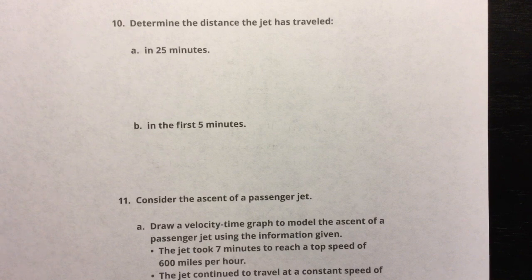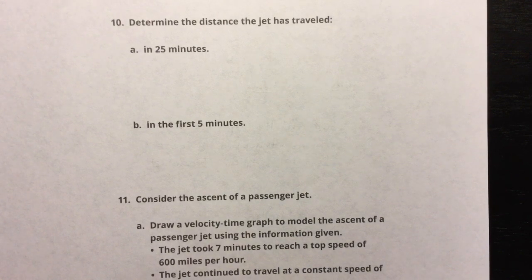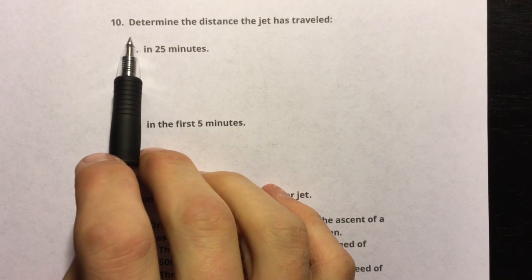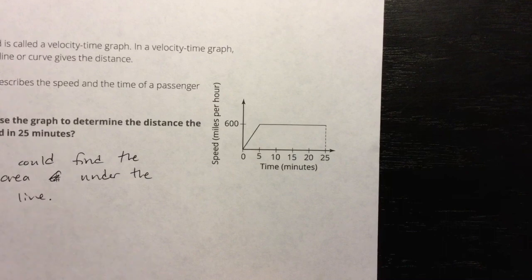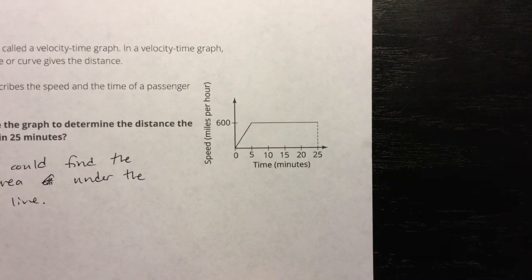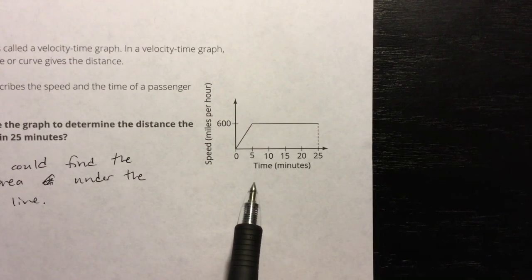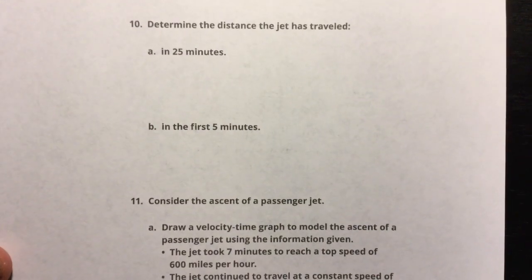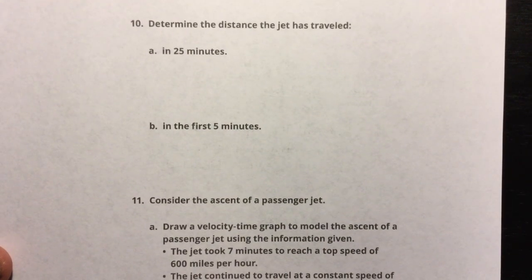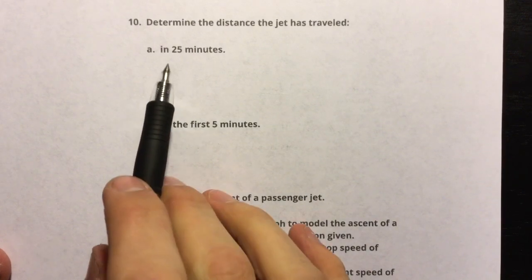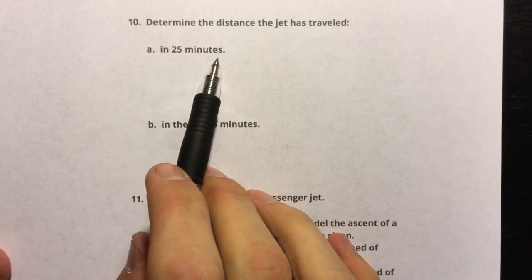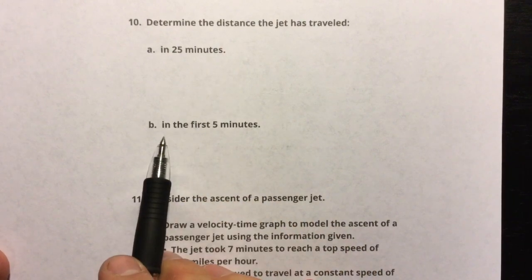So I was starting number 10. I talked about number 9 already, so here we go. I will just start over. So determine the distance the jet has traveled. For number 9, we were looking at this graph, and we were trying to determine how far this jet has traveled. We just got done saying how the area underneath this will give us that distance traveled, okay? I think that this problem is a little backwards. It asks us to calculate how far it'll travel in 25 minutes, and then how far it'll travel in the first 5 minutes, but to be able to calculate how far it travels in 25 minutes, we need to know how far it travels in the first 5 minutes.